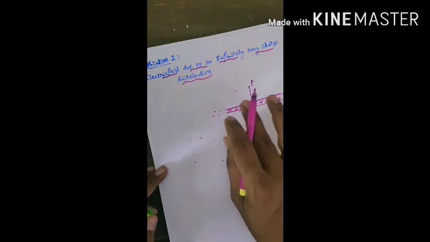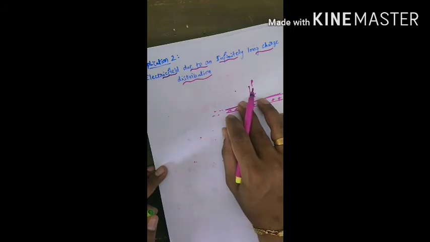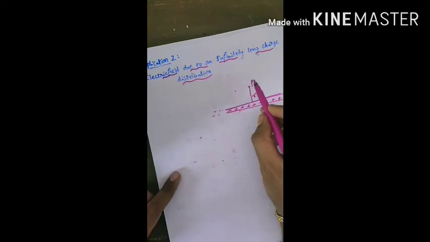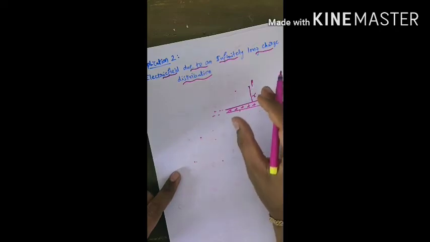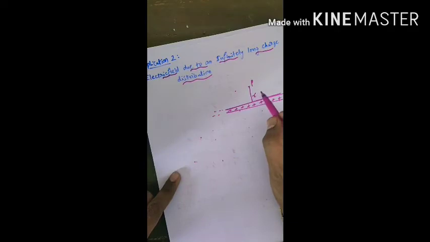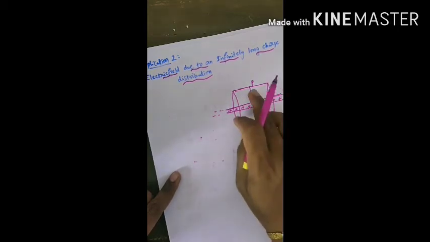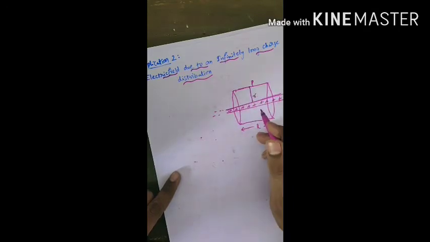We consider a cylindrical Gaussian surface of radius r and length L as shown in the figure. Here, in order to determine the electric field at P, we construct a Gaussian surface of radius r and length L. So this is the length and r is the radius.